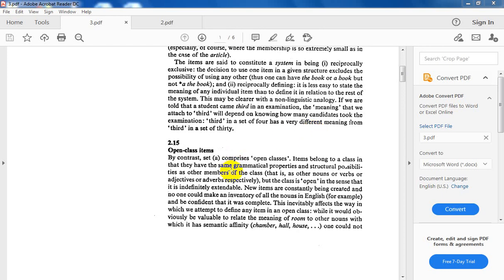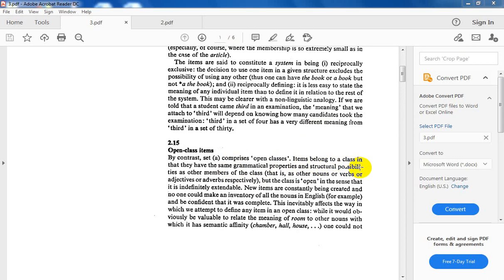Yes, back to the open class items. As we have said, they have the components or the constituents: nouns, verbs, adverbs, adjectives. First of all, what are these items?